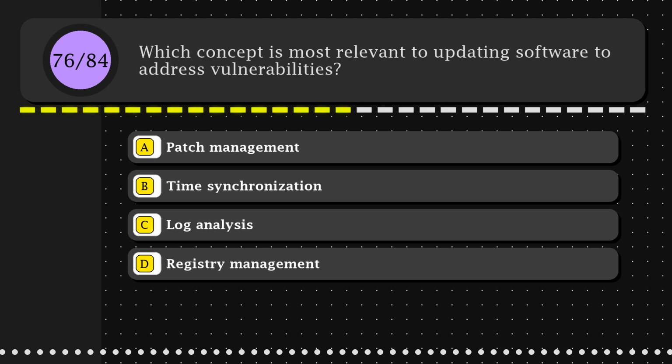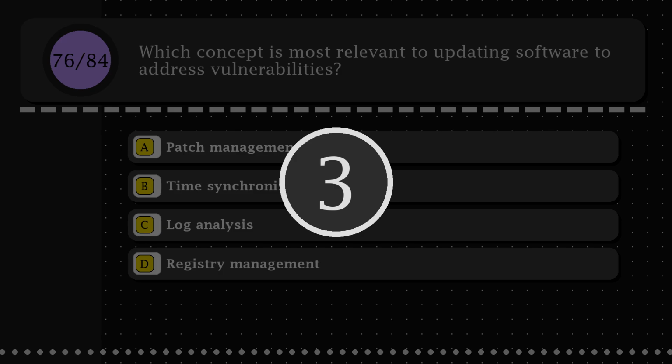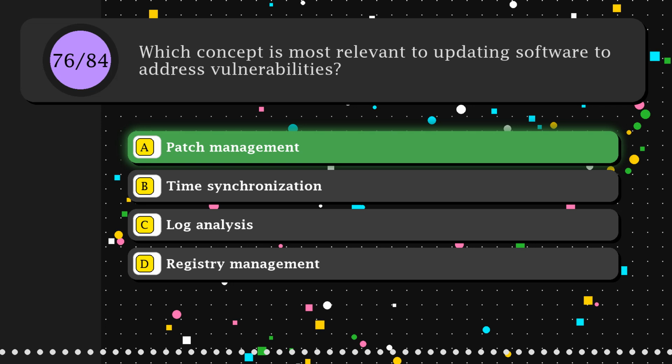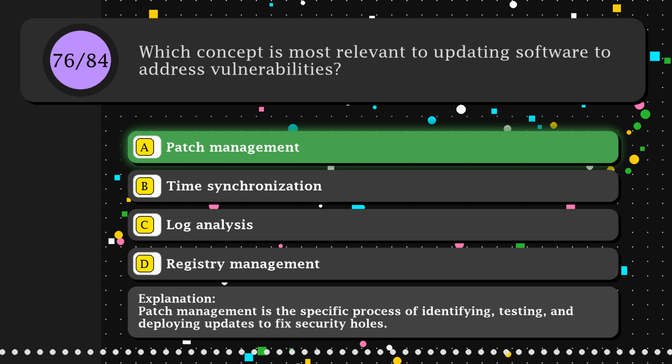Option A. Patch management. Option B. Time synchronization. Option C. Log analysis. Option D. Registry management. The correct answer is option A. Patch management. Patch management is the specific process of identifying, testing, and deploying updates to fix security holes.